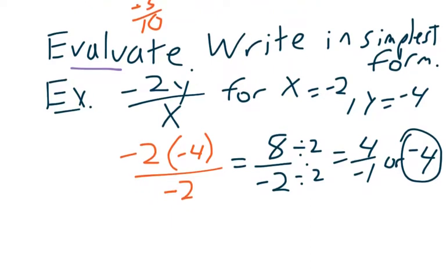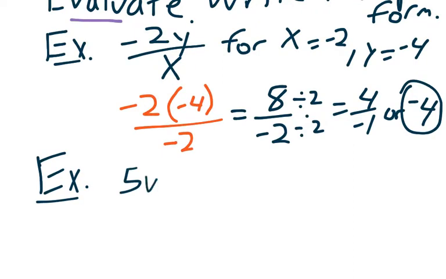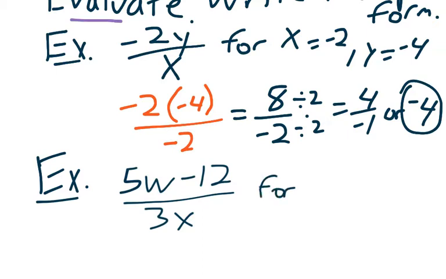I'll give you one more to try, and please pause the video after you record this question down and see if you get this one right. 5w minus 12 over 3x for w equals 2 and x equals negative 4. Go ahead and pause the video.